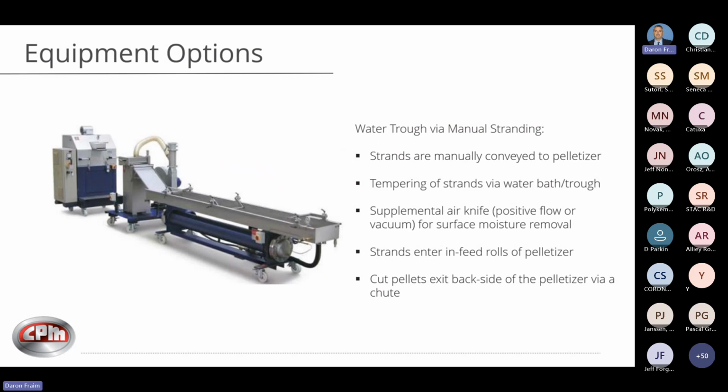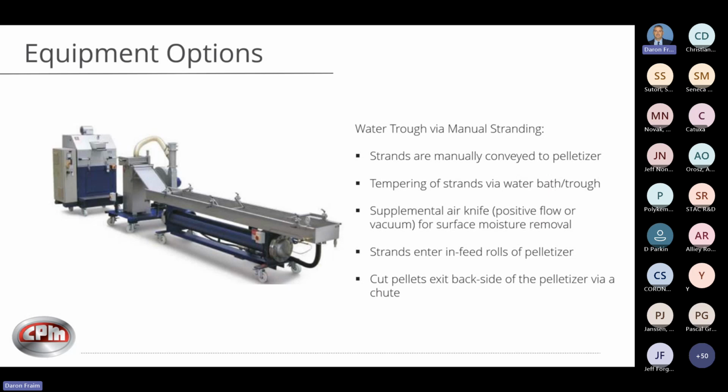Here's the same as what I demonstrated in terms of the water bath. This is a typical setup. You'll see the strands have to be manually conveyed to the pelletizer, in this case by your operator. They'll typically have to manually grab the strands, walk them through and pass them through the tank, and then feed them into the pelletizer by hand. And so again, the water bath trough is for tempering. You have a heat exchanger to take heat off that process.